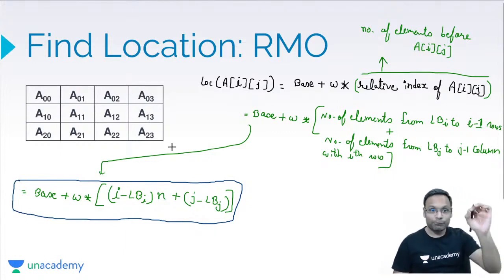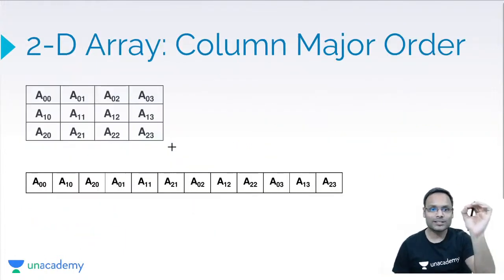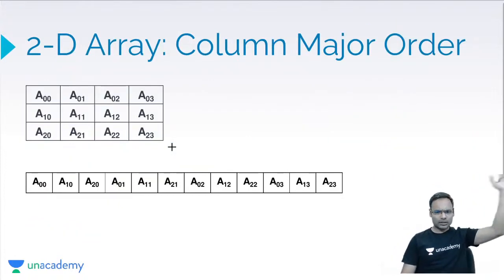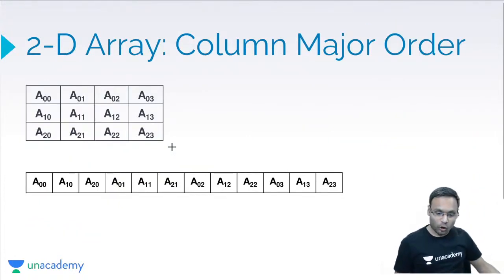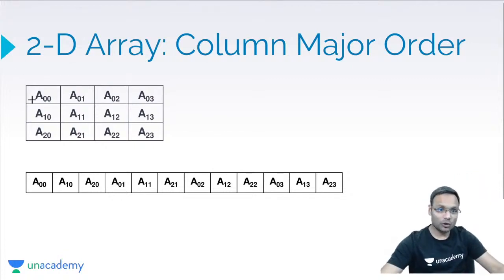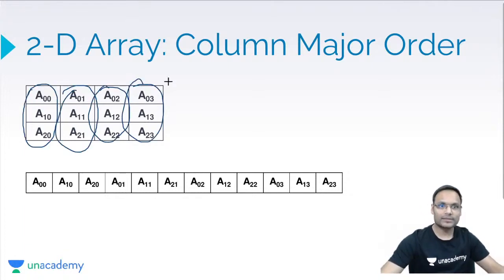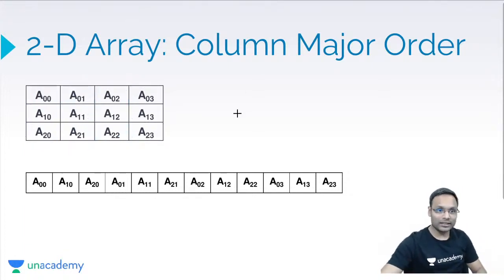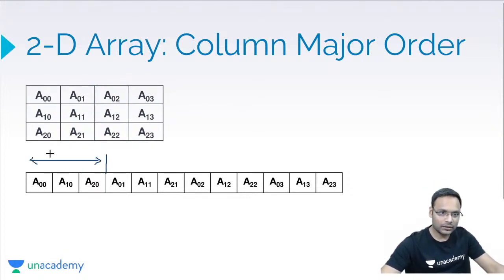Now, if we want to have the same thing in column major order, what is column major order? Column major order क्या होगा? Column major order जो है वो है, we will store the elements column wise. First column first, this one, then second, then this, then this. Column wise we are storing. Look at this. First of all, A00, 10, 20. This is the 0th column.